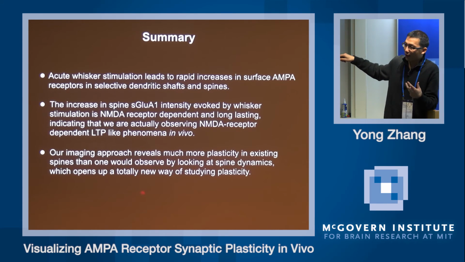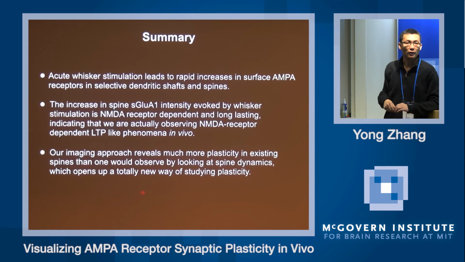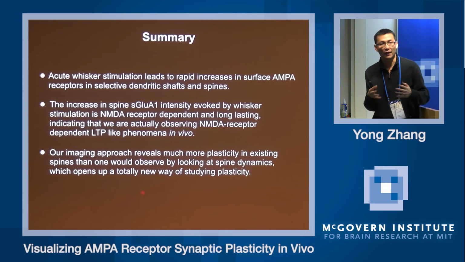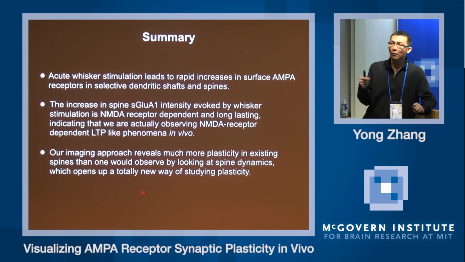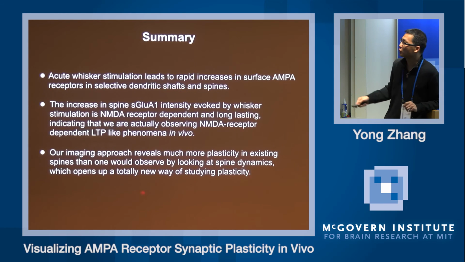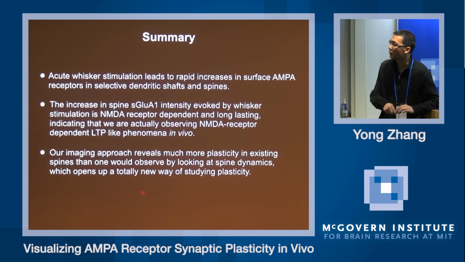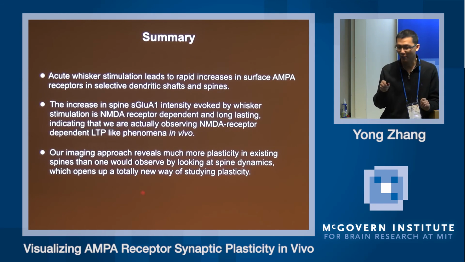So as I said, as compared to previous imaging studies, we add a new layer of plasticity to the study. Previously, people were just using GFP to image spine dynamics. And here, on top of spine dynamics, we can also measure the relative synaptic strength by monitoring the relative AMPA receptor intensity on the surface of the spine. So basically, our approach opens up a totally new way of imaging synaptic plasticity.